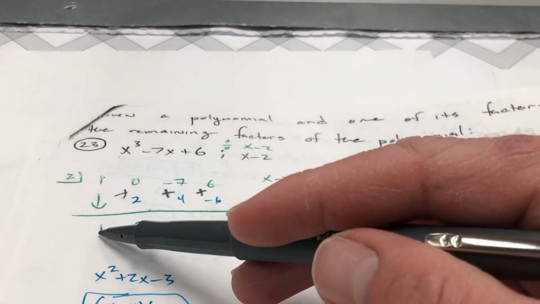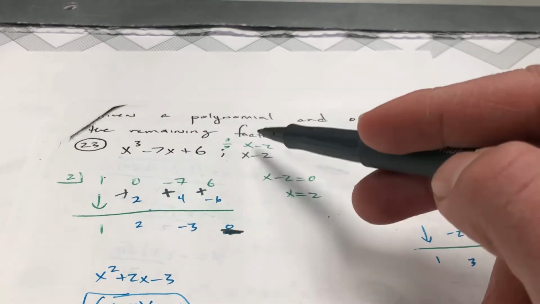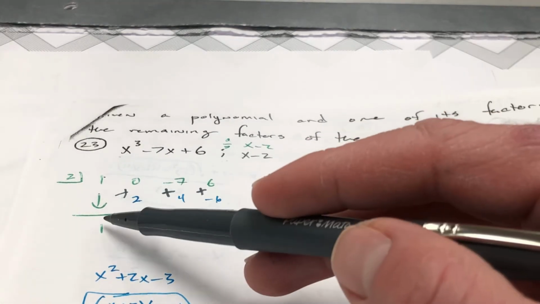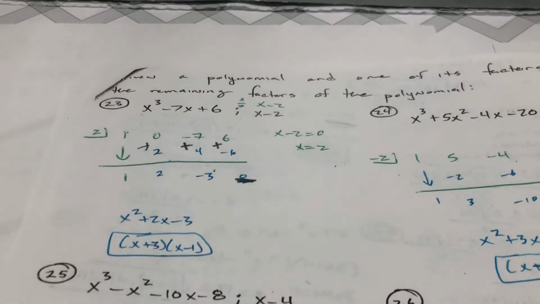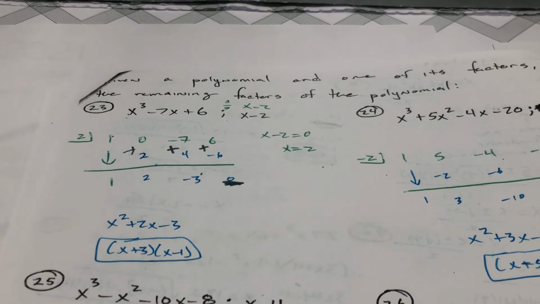So 1 stands for 1x squared because I started with x to the third, and I divided by a power of x. 1x squared plus 2x minus 3. How's that factor? x plus 3, x minus 1. That's your answer, the 2 factors, okay?